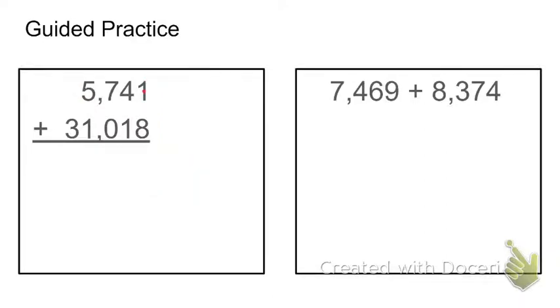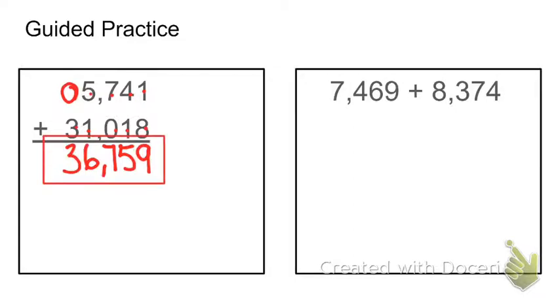I have 1 plus 8, which gives me 9. No need to regroup there. 4 plus 1 gives me 5. 7 plus 0 gives me 7. 5 plus 1 gives me 6. And nothing plus 3 gives me 3. So my answer to this particular problem is 36,759.